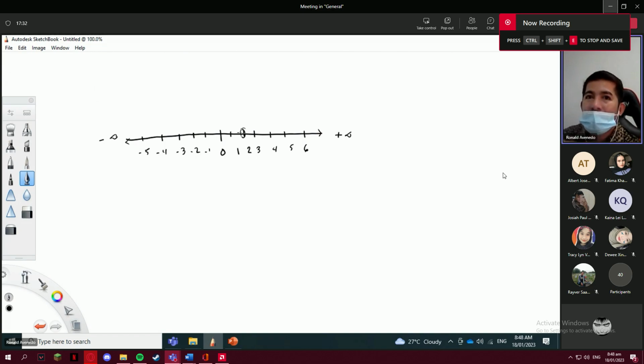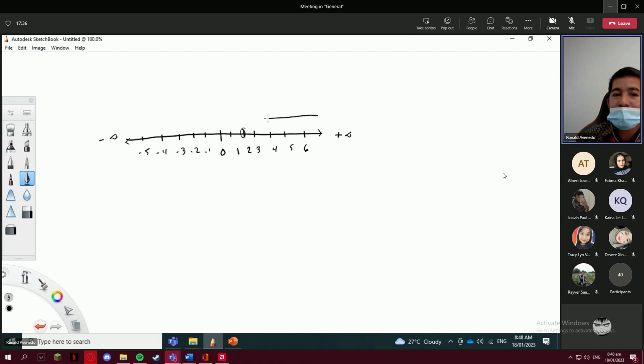When we say approaches, it could be from the right of 2. Pwedeng galing dito sa right, papuntang 2. Or it could be from the left of 2, meaning to say from negative infinity to 2. So again, when we say the value of x approaches, it could be approaching from right or approaching from left.